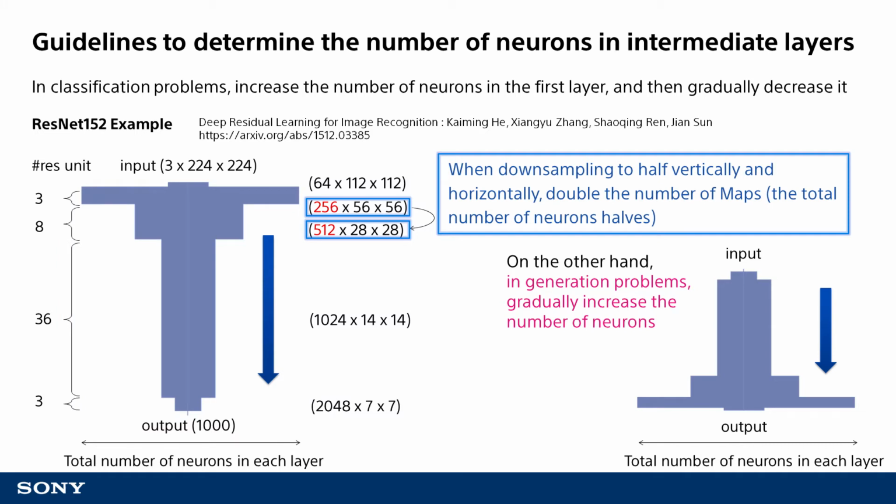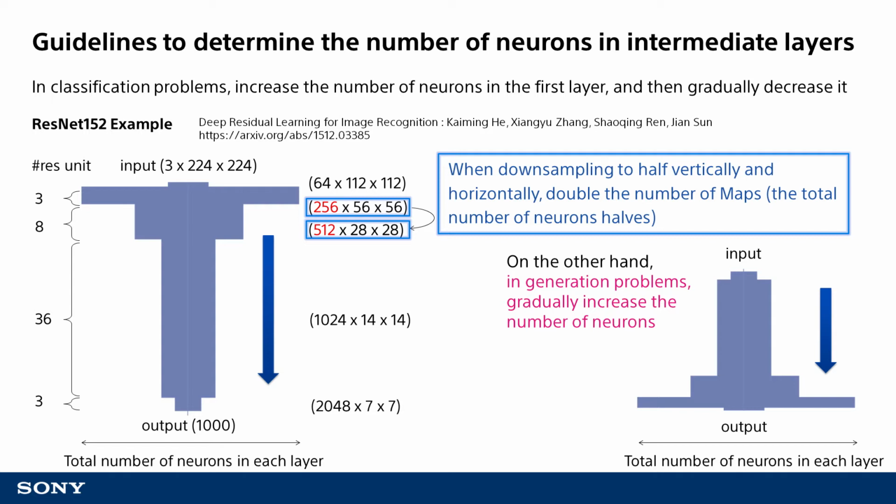The key points to keep in mind are that when you have downsampled to half of the size vertically and horizontally, you use max pooling, for example, or convolution stride, and when you have reduced by half vertically and horizontally, you'll need to remember to double the number of images, in other words, the number of maps in convolution.